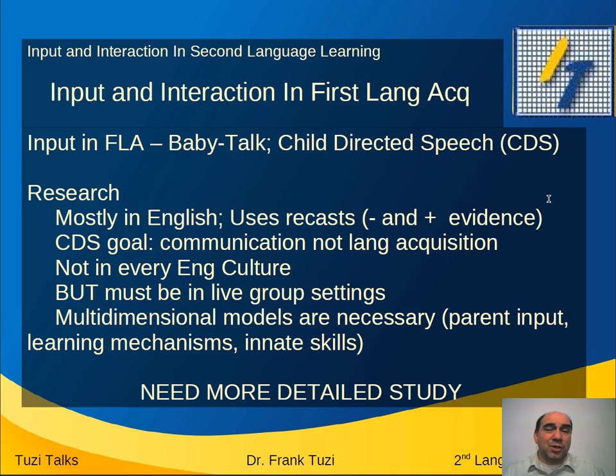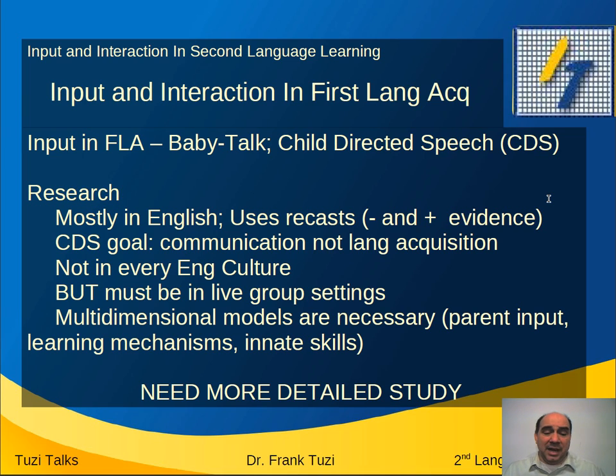Okay. Also, there are multidimensional models that are necessary. Parents, or caregivers, need to communicate with their children, or at least be in an environment where their children are communicating. But children also have their own innate abilities. They have their innate skills. They have learning mechanisms, or in this case communication mechanisms, ways for them to learn.